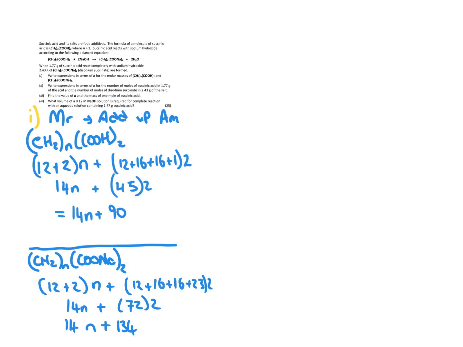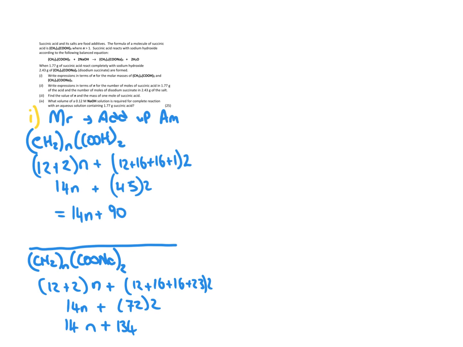So let's move on to part 2. Part 2 asks us to write an expression in terms of N for the number of moles of succinic acid and the number of moles of disodium succinate. And we're given the grams of them. So if we're given the grams and we want to find the moles, and it says in terms of N, that means we're going to be using our molar masses that we figured out in part 1.